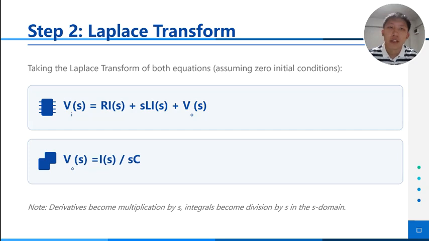Next, we convert this time domain equation into the s domain using the Laplace transform. This simplifies the differential and the integral equation into algebraic ones. The transformed equations are shown here, where the derivative becomes multiplication by s and the integral becomes division by s.